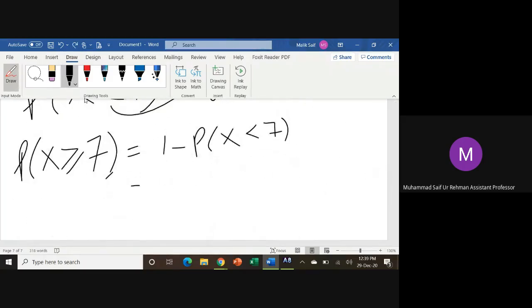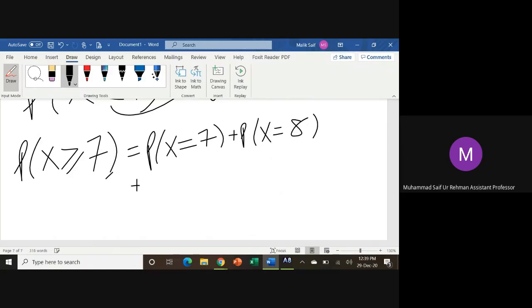Simply write down 3 terms. What are those 3 terms? Probability of x is equal to 7, plus probability of x is equal to 8, plus probability of x is equal to 9. So you can simply find it using this strategy. Fine. So this is the case where you are interested in finding at least 7.